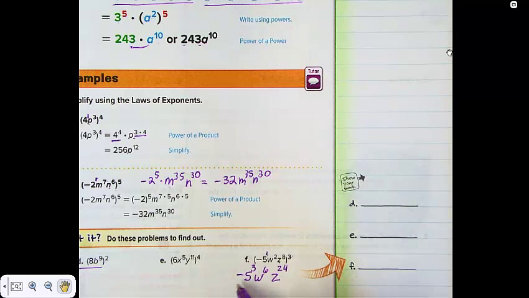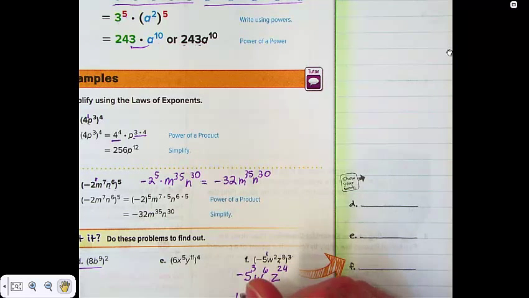Right there. Now we always multiply this part out here. So 5 times 5 times 5 gives me 125. W to the 6th, Z to the 24th, and don't forget your negative out front.